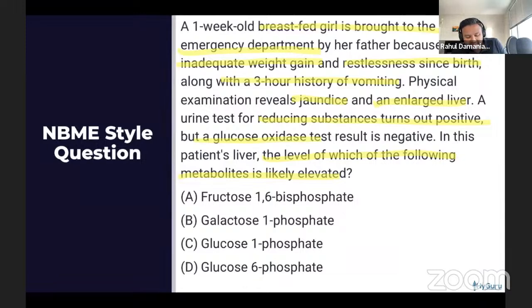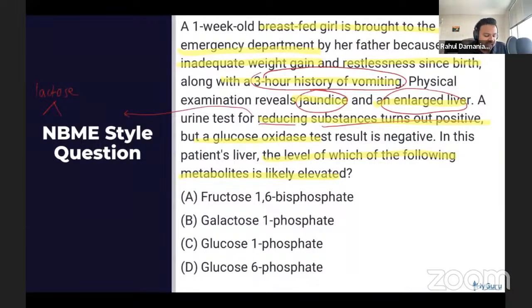So this patient is going to have emesis, jaundice, and hepatomegaly. With the reducing substances turning out positive, most likely you are going to be thinking of the fact that the patient cannot break down lactose. And remember, if they can't break down lactose properly, in this case they have an inability to break down galactose, because lactose is a combo of glucose and galactose. The galactose breakdown impairment is known as galactosemia. In this patient, galactosemia is going to cause elevations in galactose 1-phosphate in the liver. So remember that galactose 1-phosphate uridyl transferase is going to be your rate-limiting enzyme for galactose breakdown.